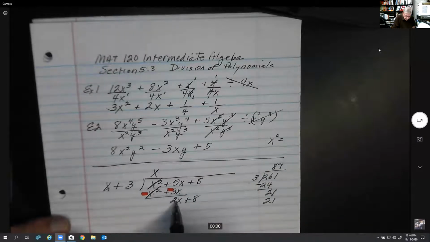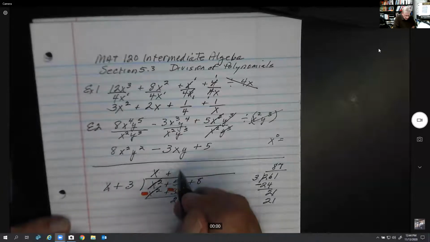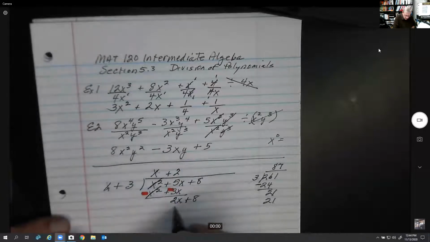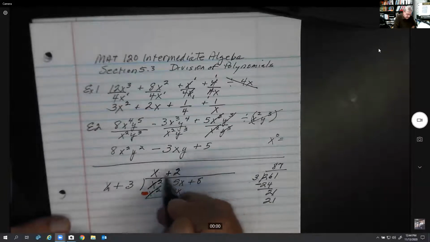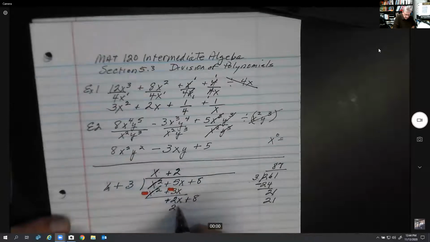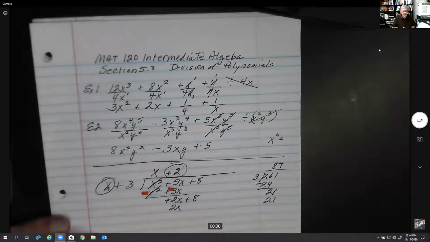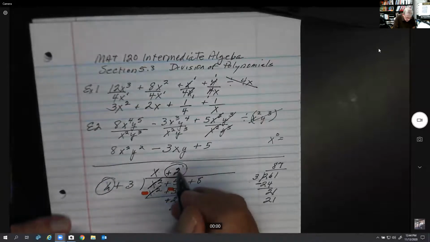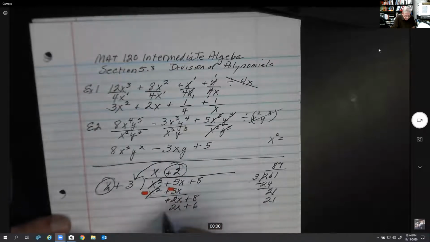X plus 3 goes into this, x times, maybe even a little bit bigger, because we need this term, when you multiply, should be identical to what's here. So I'm going to bring up the plus sign, whatever sign was in front of the 2, and I'm going to bring up the 2, because 2 times x is 2x. I'm multiplying 2 times this x. And then I'm multiplying the 2 times the 3, plus 6.